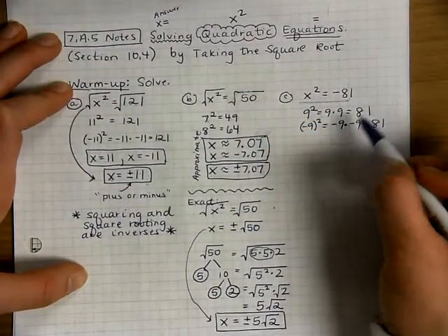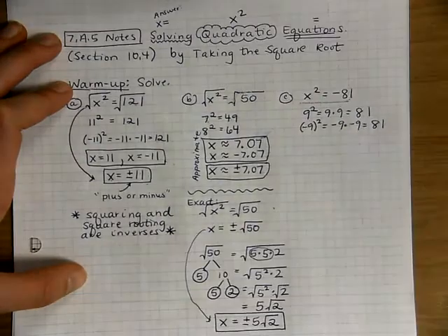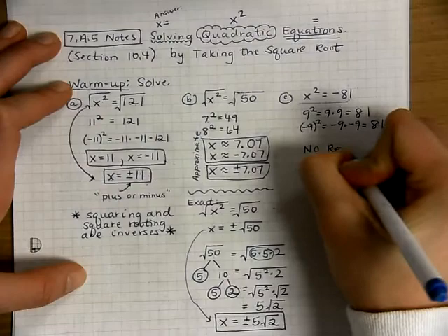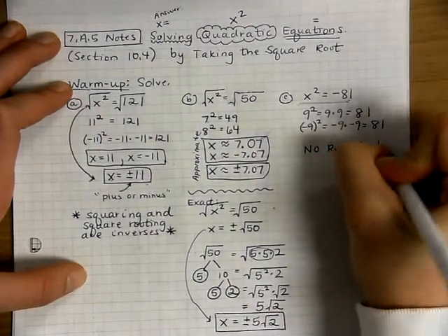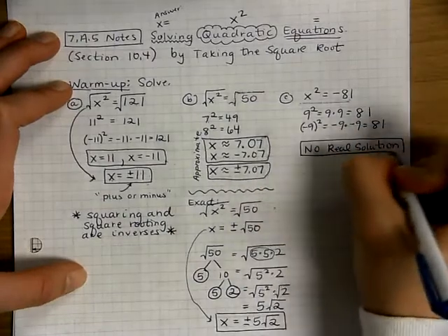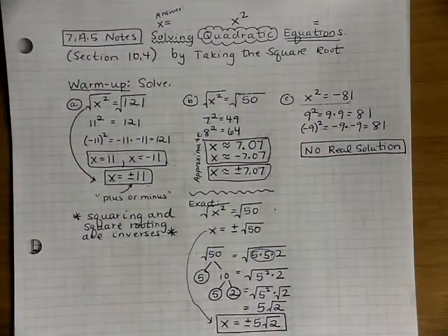So don't forget that. There's nothing that when you multiply by itself will give you a negative number. Positive times a positive is positive. Negative times a negative is also positive. So here, there is no real solution. Now in the past when we had no solution, we just wrote no solution. I'm telling you it's no real solution because there is a solution to this. It's just not real.